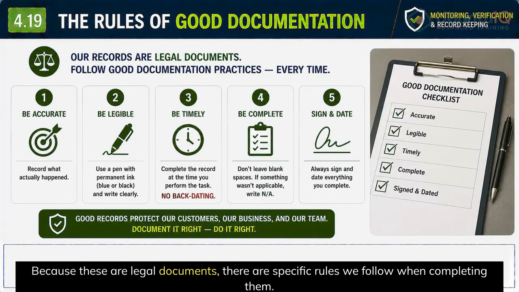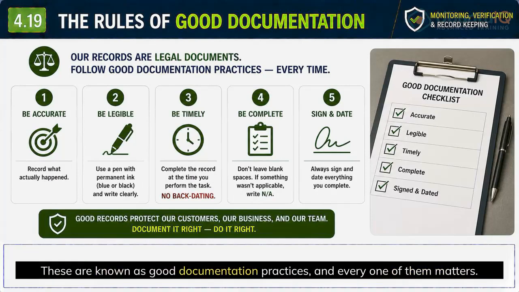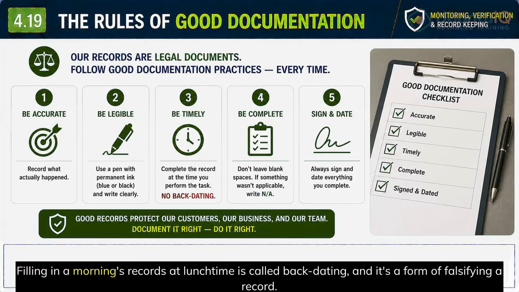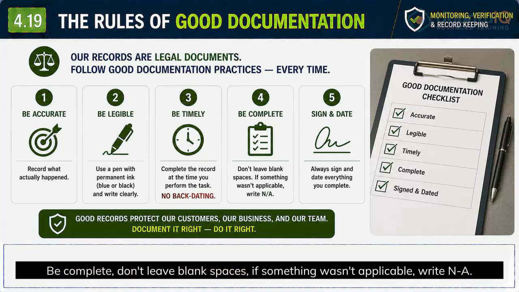Because these are legal documents, there are specific rules we follow when completing them. These are known as good documentation practices, and every one of them matters. Be accurate, record what actually happened. Be legible, use a pen with permanent ink, either blue or black, and write clearly. Be timely, complete the record at the time you performed the task, not at the end of the shift. Filling in a morning's records at lunchtime is called backdating, and it's a form of falsifying a record. Be complete, don't leave blank spaces. If something wasn't applicable, write NA. And sign and date everything you complete.